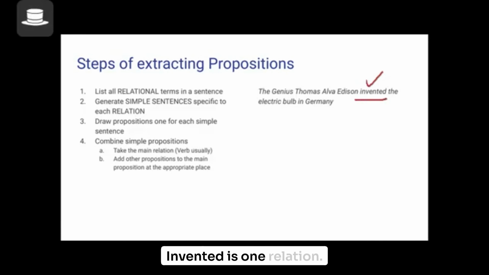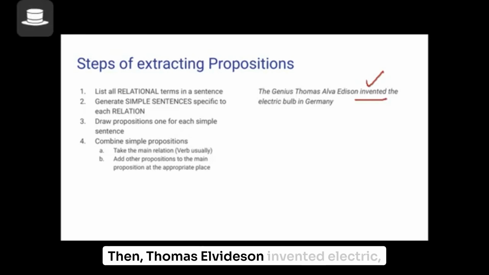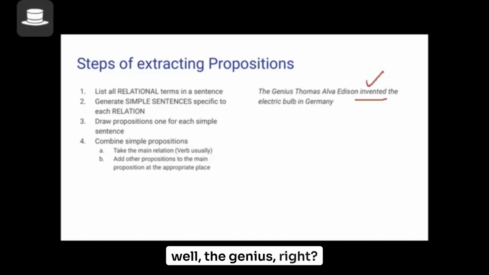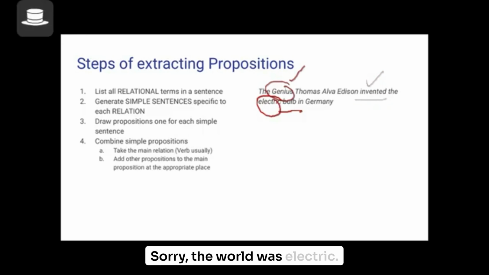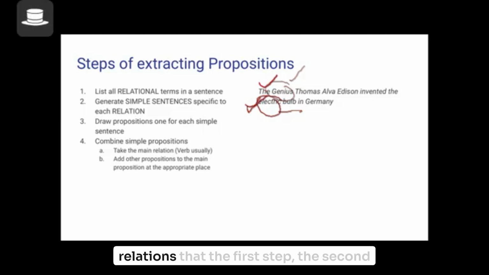Okay, I hope you identified one is the main verb, right? Invented is one relation. Then Thomas Alva Edison invented electric bulb, the genius, right? There's an adjective, so this becomes the second relation. The third relation is that the bulb was electric. So these are the three relations. So the idea is that you list these three relations.